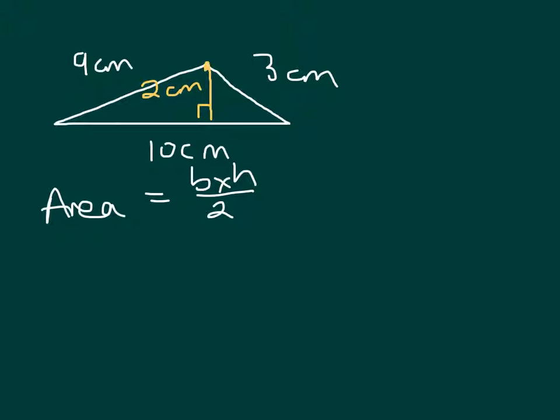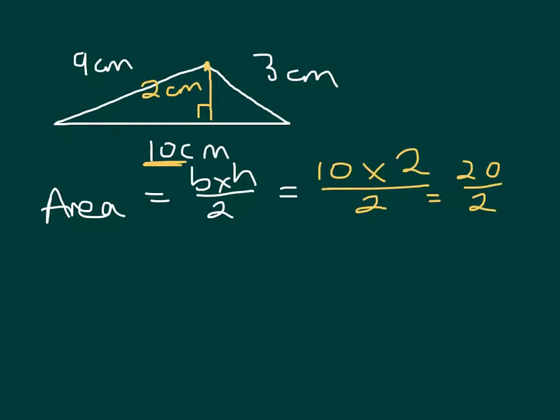So let's say in this case it's 2 centimetres. To find the area, we take the base, which is the bottom number, which is 10, multiply by the height, which is 2, divided by 2. So that will give us 20 divided by 2, or the area will be 10 centimetre squares.